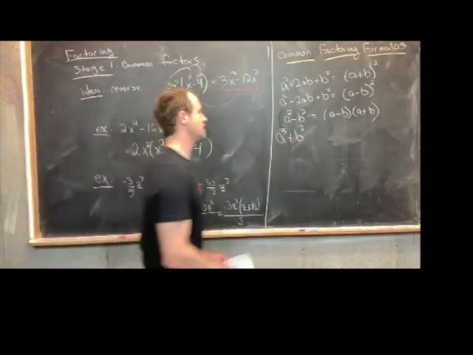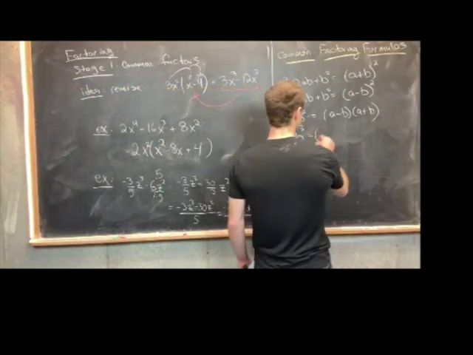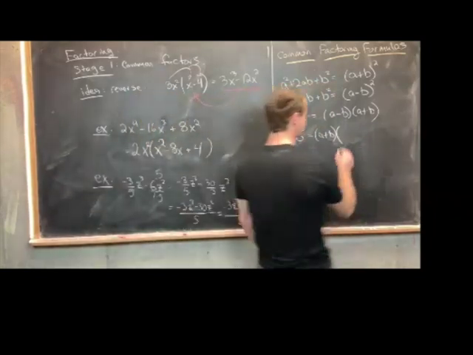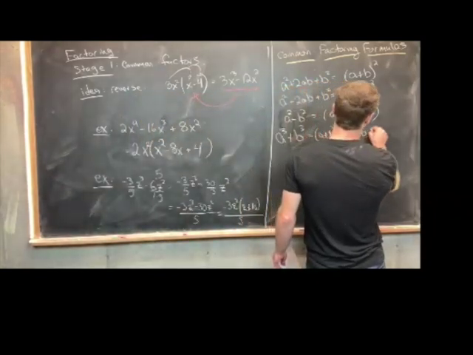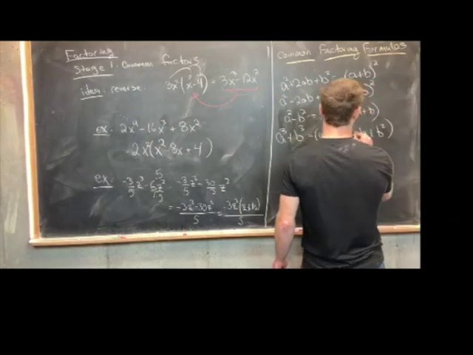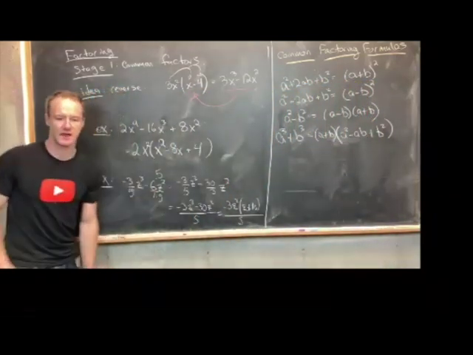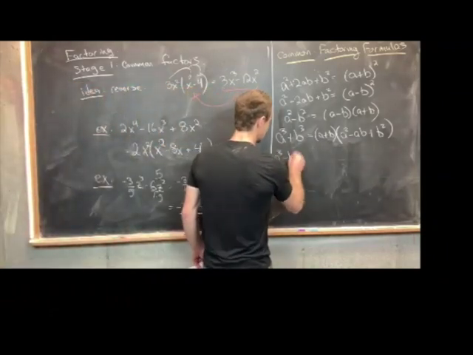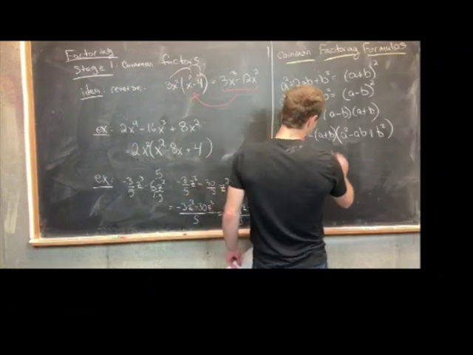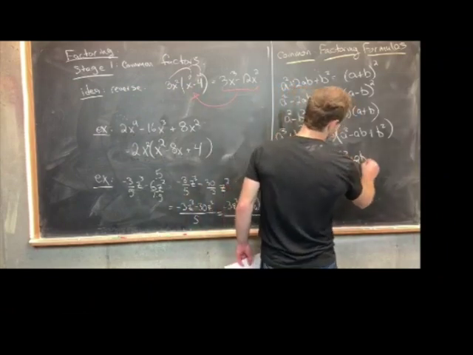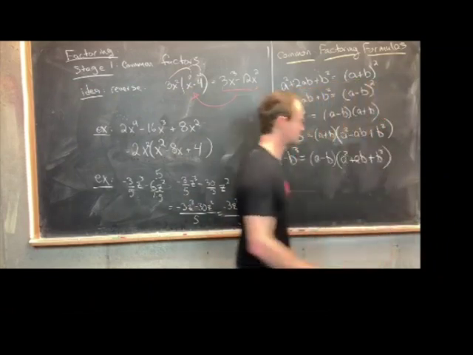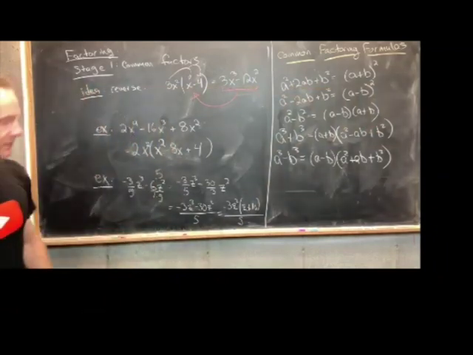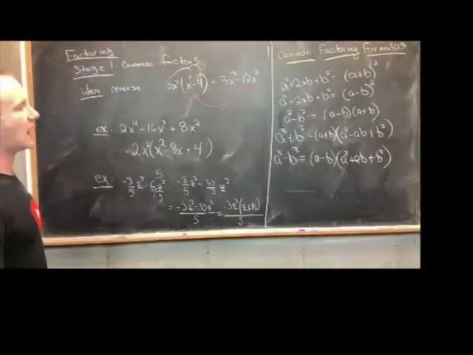So a cubed plus b cubed equals, so you can factor that as a plus b, and then a squared minus ab plus b squared. Good. And then likewise, we can have a cubed minus b cubed. So that'll be a minus b, and then a squared plus ab plus b squared. Okay, so let's look at some examples using these common factoring formulas.